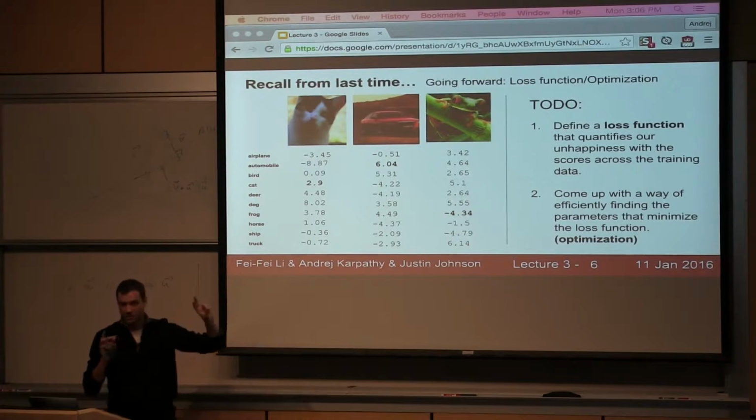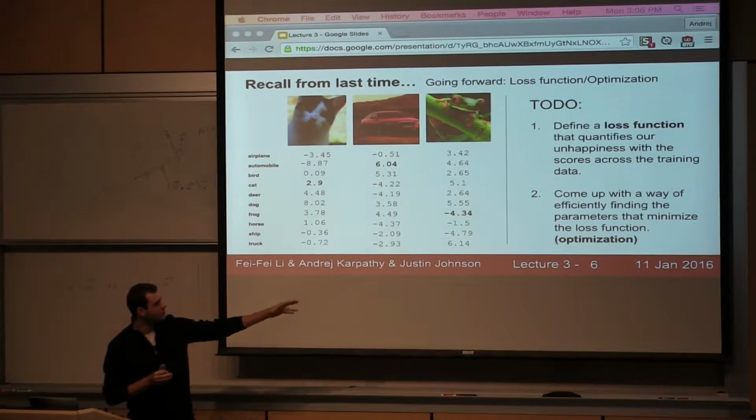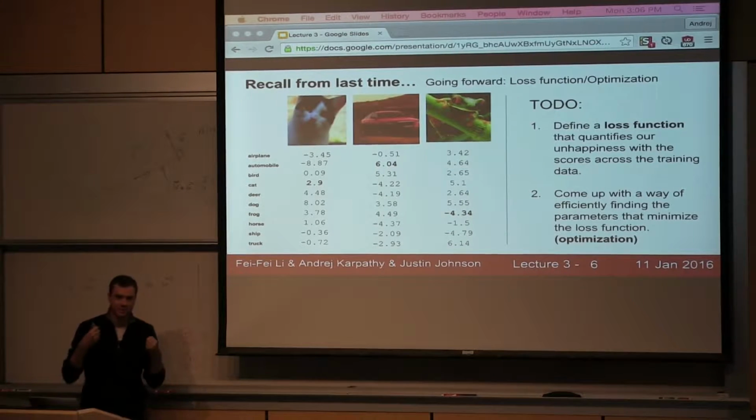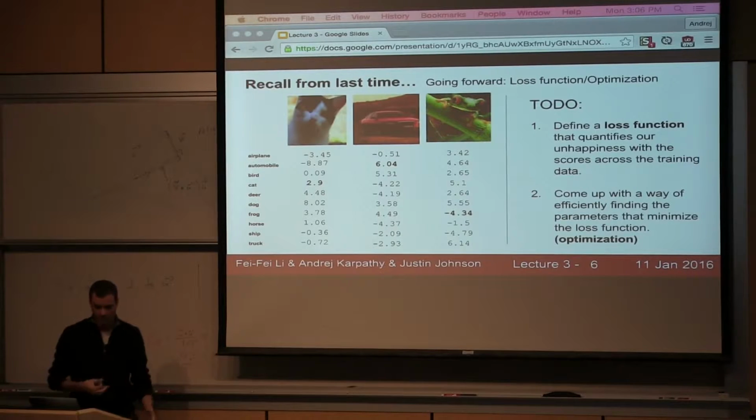And then we're actually going to look at two different cases, an SVM cost and a softmax cost, or a cross-entropy cost. And then we're going to look into the process of optimization, which is how do you start off with these random weights, and how do you actually find a very, very good setting of weights efficiently.